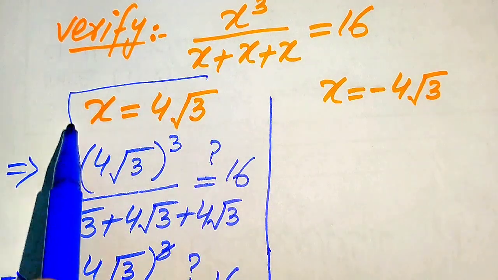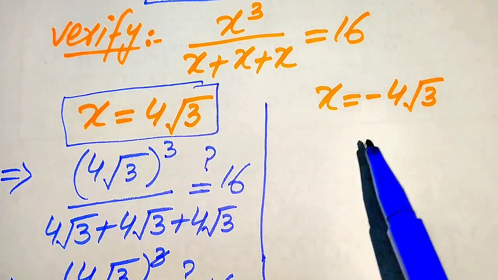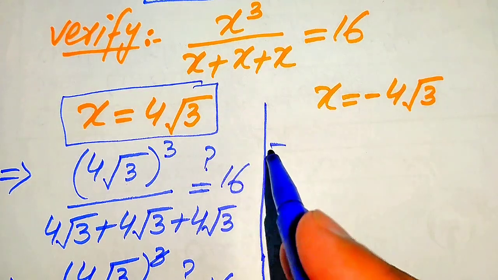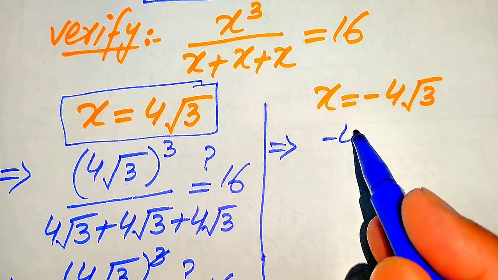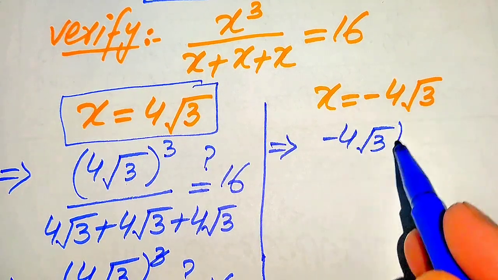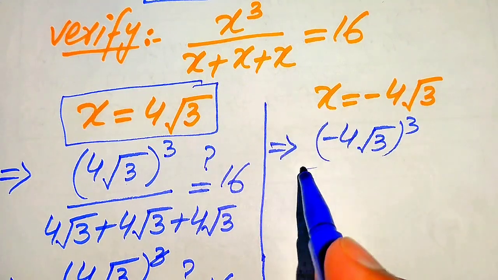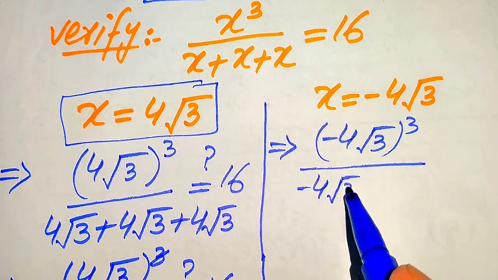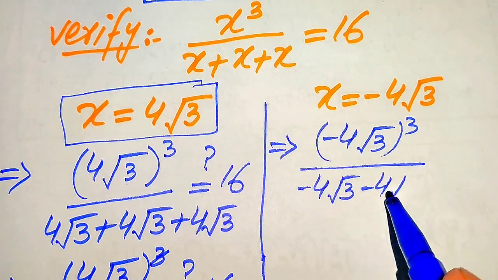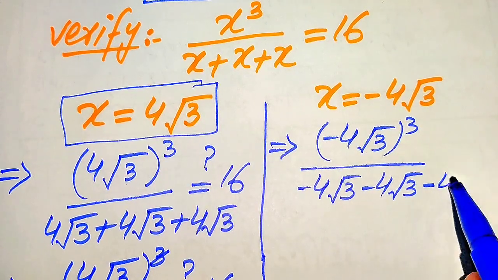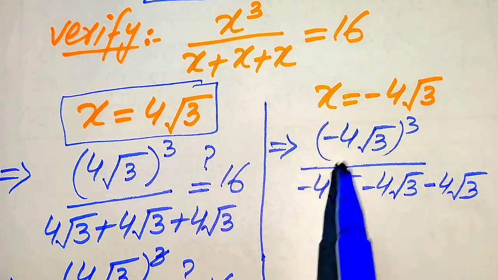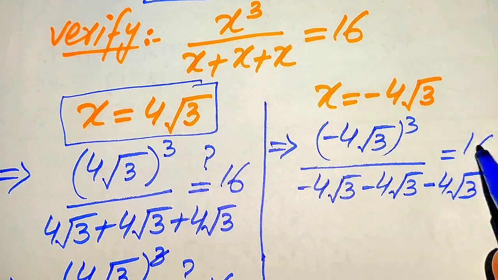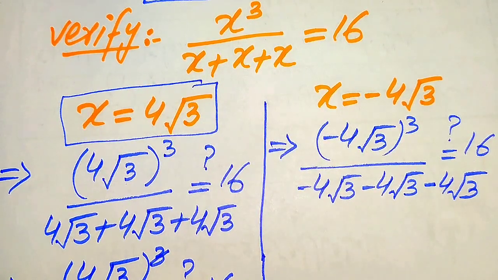So this is our first solution of the given equation, and now we put this value here. After substituting this value, it will be written as (minus 4 times the square root of 3) whole cubed divided by minus 4 times the square root of 3 minus 4 times the square root of 3 minus 4 times the square root of 3. When we put this value here it will be written in this form, and we check that is this equal to 16 or not.